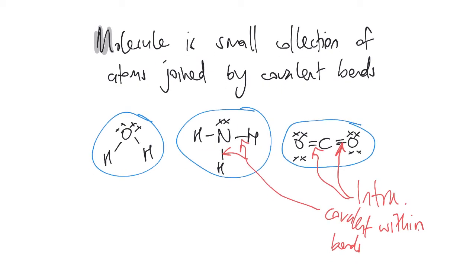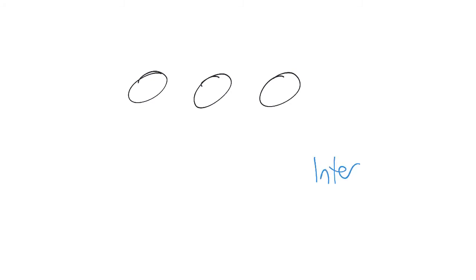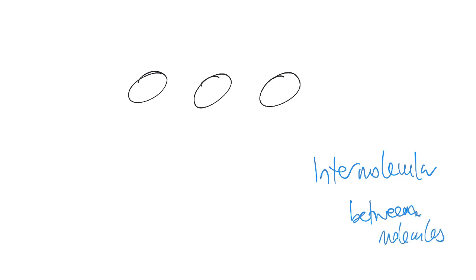However, you also then have intermolecular bonds. So intermolecular bonds are the bonds between molecules. Okay, so here are three molecules, assuming they're the same thing. And the intermolecular bonds are bonds between molecules. So what is that? That's the bonds that go between the molecules, not within them.